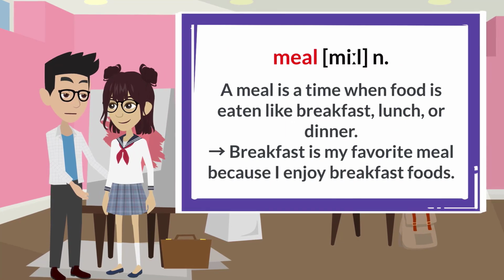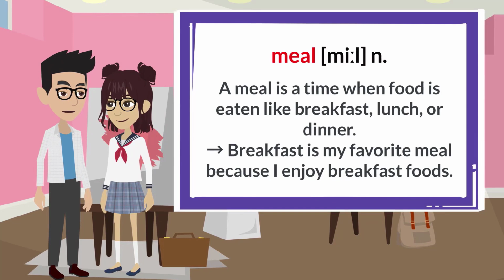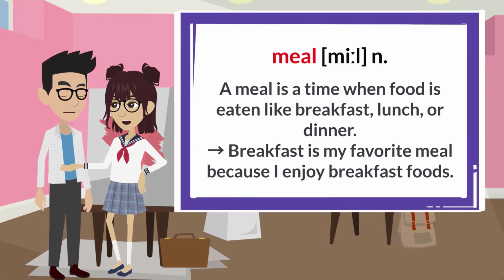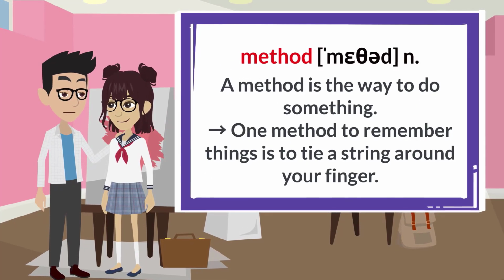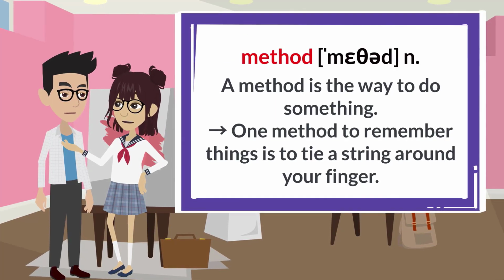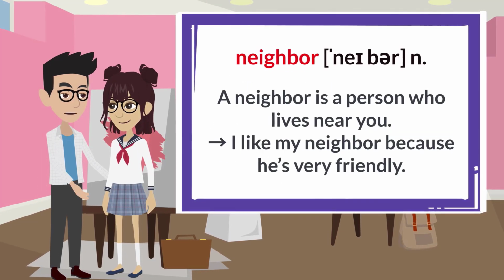Meal. A meal is a time when food is eaten, like breakfast, lunch, or dinner. Breakfast is my favorite meal because I enjoy breakfast foods. Method. A method is the way to do something. One method to remember things is to tie a string around your finger. Neighbor.